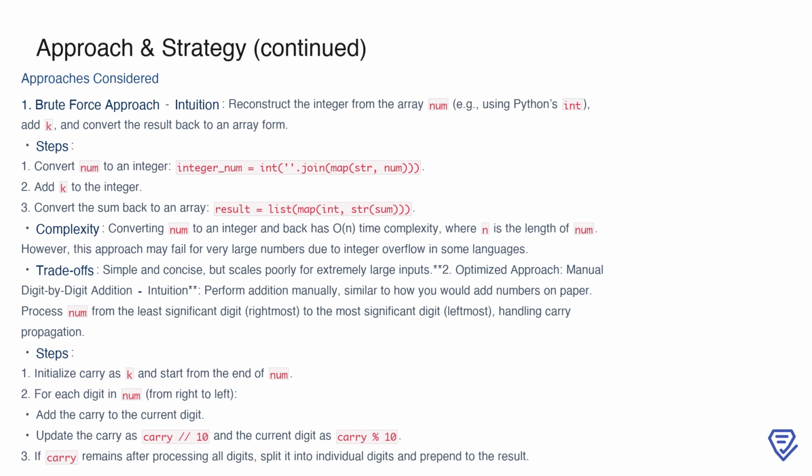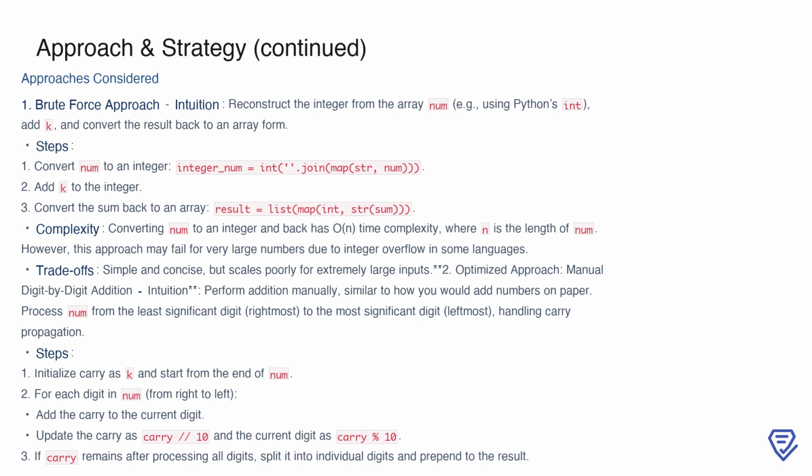While this approach is simple and easy to implement, it has limitations. Converting the array and the result to and from integers has a time complexity of O(n), where n is the length of the array. More importantly, this method can fail for extremely large numbers in languages that impose limits on integer size, leading to overflow issues.